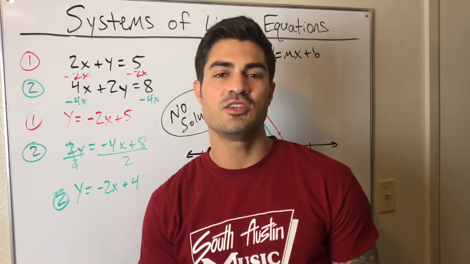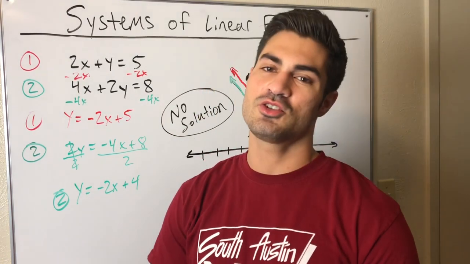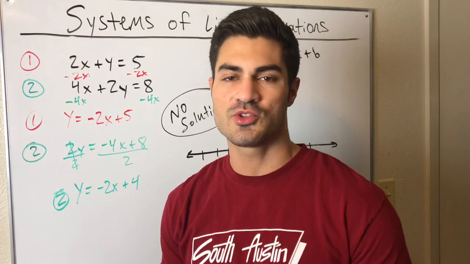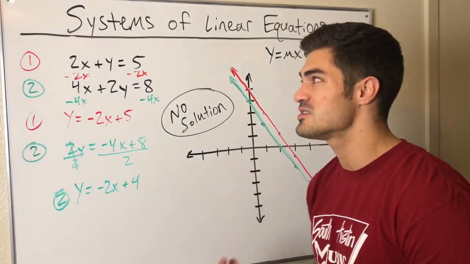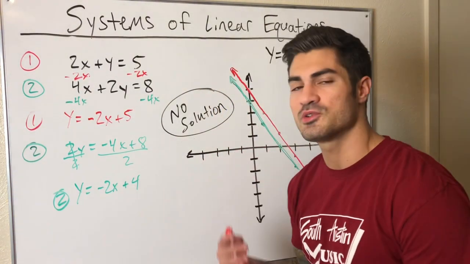Okay, and by the way, a lot of teachers use the word inconsistent to describe a system of linear equations that has no solution. So you could say this is an inconsistent system of linear equations with no solution.